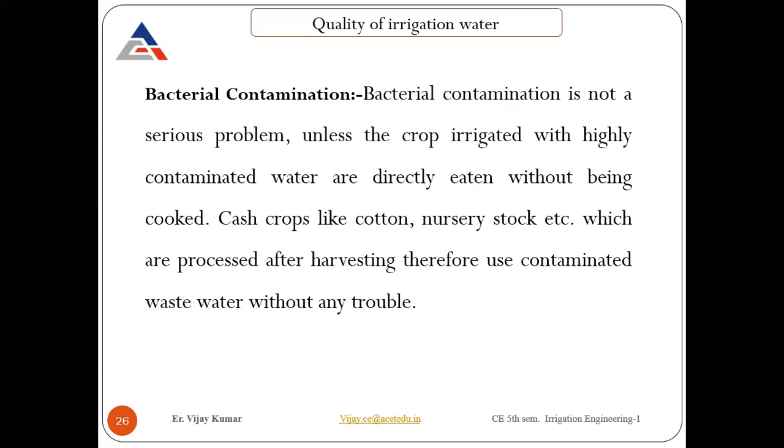Then bacterial contamination. After the chemical concentration, we have seen that bacterial contamination is again a very important issue that we need to address here. Unless the crop irrigated with highly contaminated water is directly eaten without being cooked. Many times people directly eat the crop without cooking. In the case of cash crops, like cotton, nursery stocks, etc., which are processed after harvesting, they can use contaminated water.